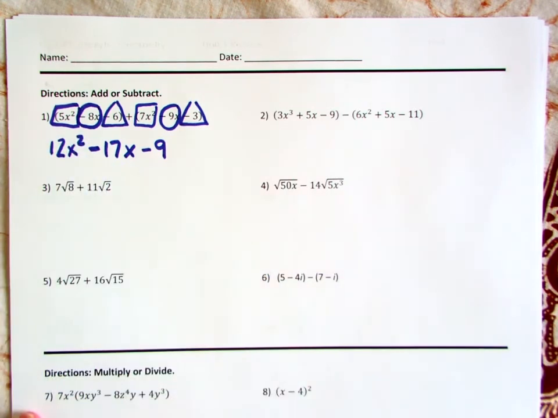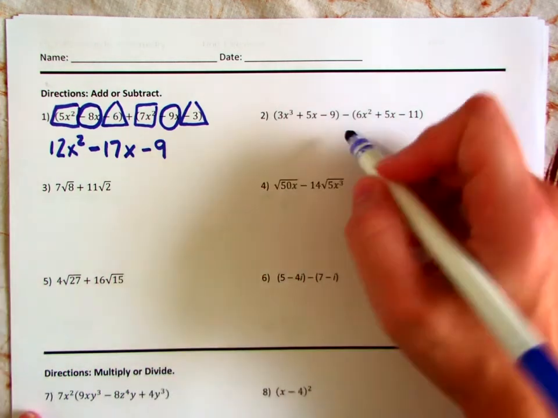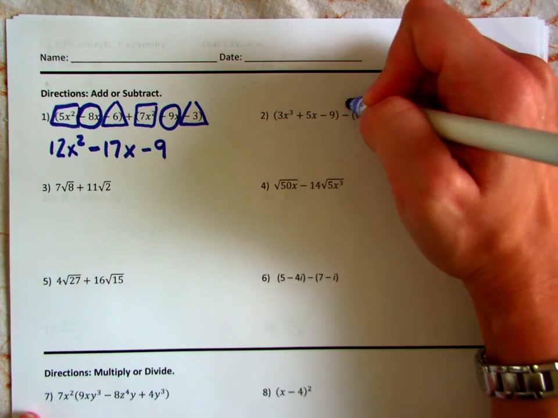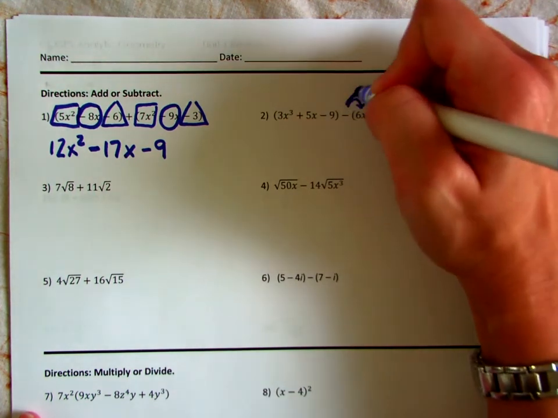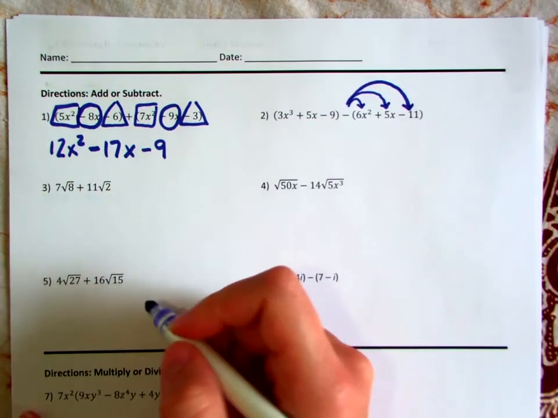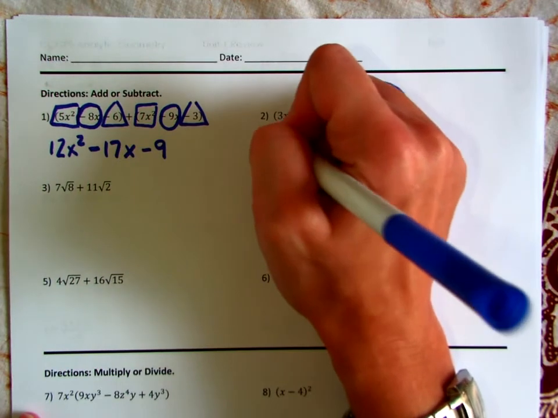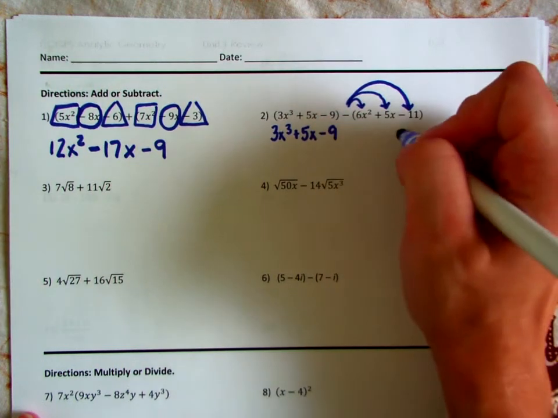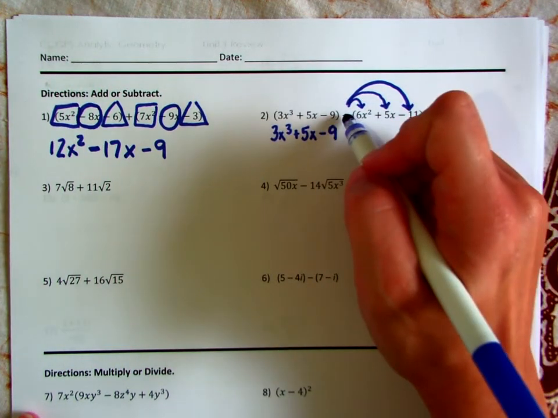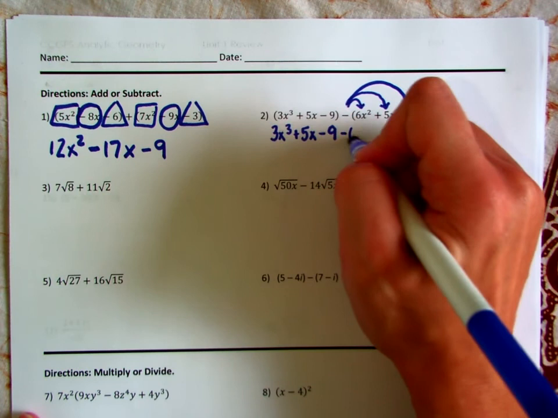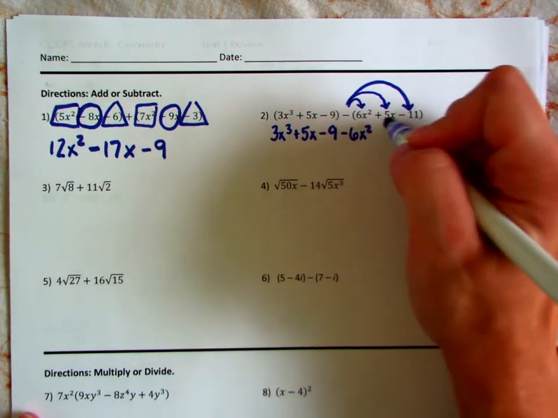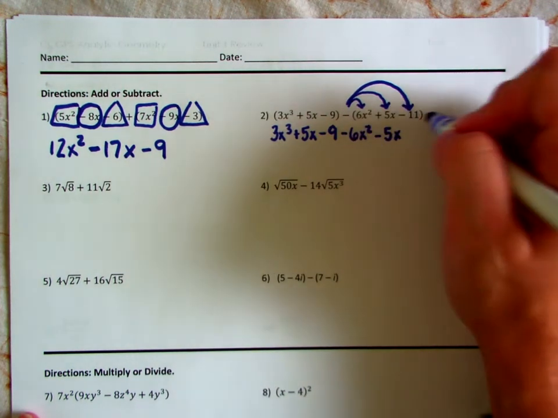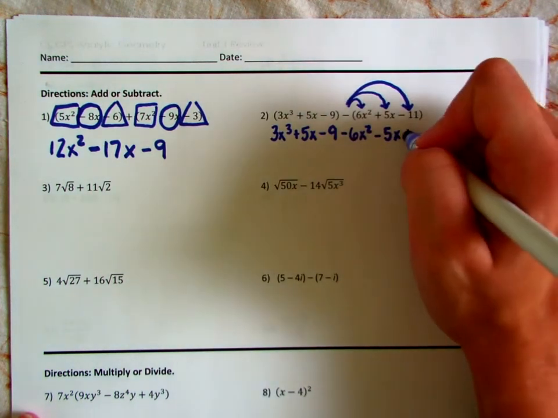Number 2 is slightly different because you have a subtraction sign here. So there is one extra step involved. You have to distribute that subtraction sign to every single term on the inside. So you leave the first polynomial, in this case it's a trinomial, alone. And then you're going to distribute the negative. Negative times 6x squared is negative 6x squared. Negative times positive 5x is negative 5x. And then negative times a negative 11 would be a positive 11.